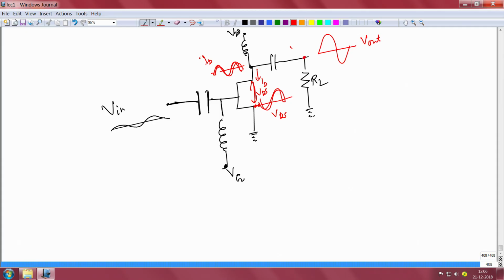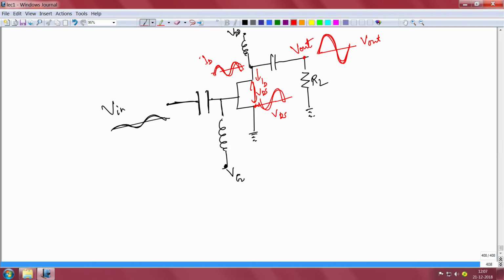This is your output voltage. So in the output voltage also you get a large swing, although you are feeding in a small swing at the input, you get a large swing in the output. That's how the basic schematic of an RF power transistor looks.